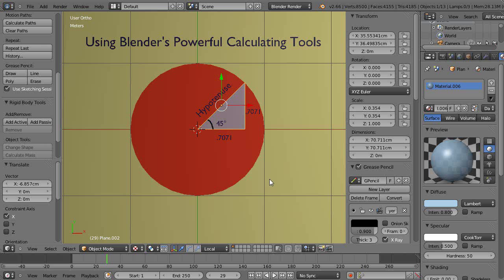Okay, in this tutorial, not only are we going to keep working with this right triangle, we're going to make it a little bit bigger, but we're also going to start really taking advantage of some of the more powerful tools built within Blender. I mean, this is really, really important. I can't tell you how important this is for your work.